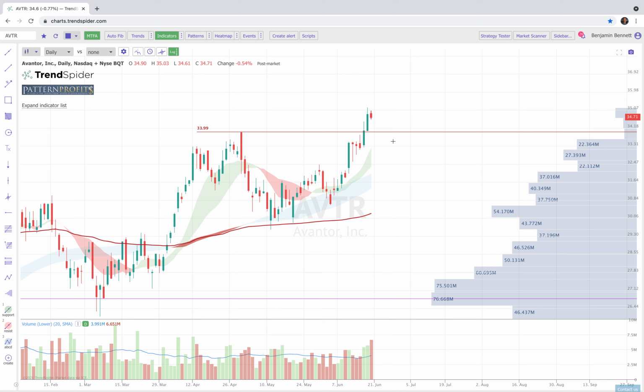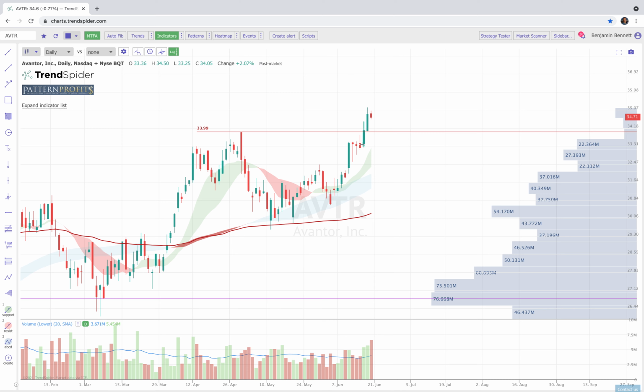I wanted to do a quick video on the anatomy of a setup. I know a lot of you have questions regarding what exactly is a setup and how do we approach it. So this was on last week's weekly watch list. This is AVTR. And what we were looking at was this little cup pattern here. And the pivot or the high was 33.99.